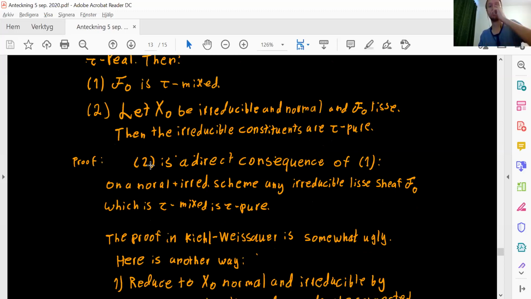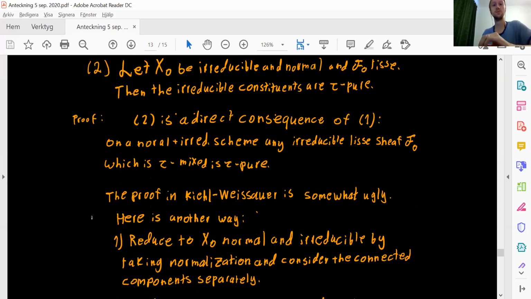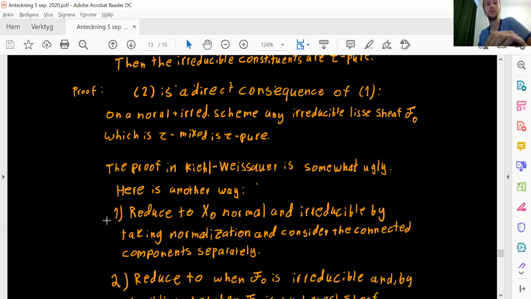And the proof in Kiel-Weissauer's book is somewhat ugly. So here's another way to prove this. You can first reduce to X0, which is normal and irreducible, by taking normalization and considering the connected components separately. This is what we'll do. We'll assume that X0 is normal and irreducible. It's a quick step we can do.